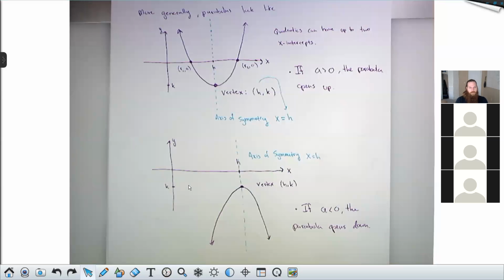And you'll notice this one doesn't have any x-intercepts. This one has 2 x-intercepts. And the very first example we looked at, just good old-fashioned x squared, had 1 x-intercept. So all of those are possibilities.